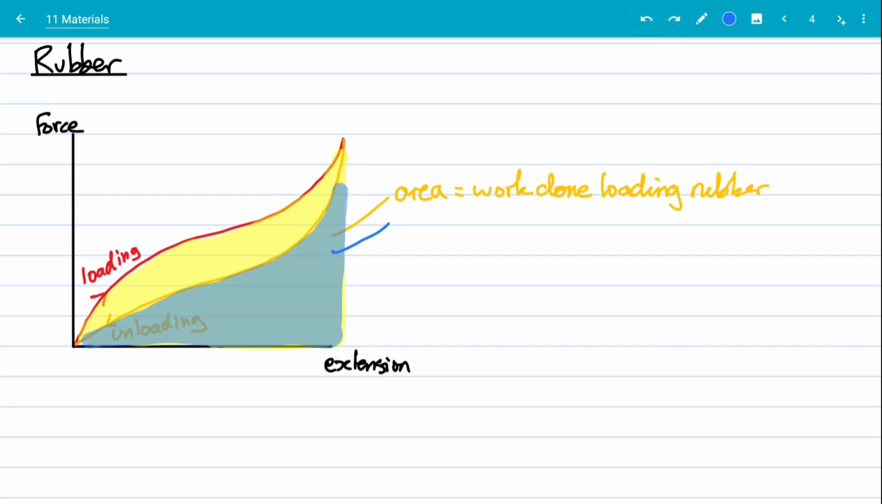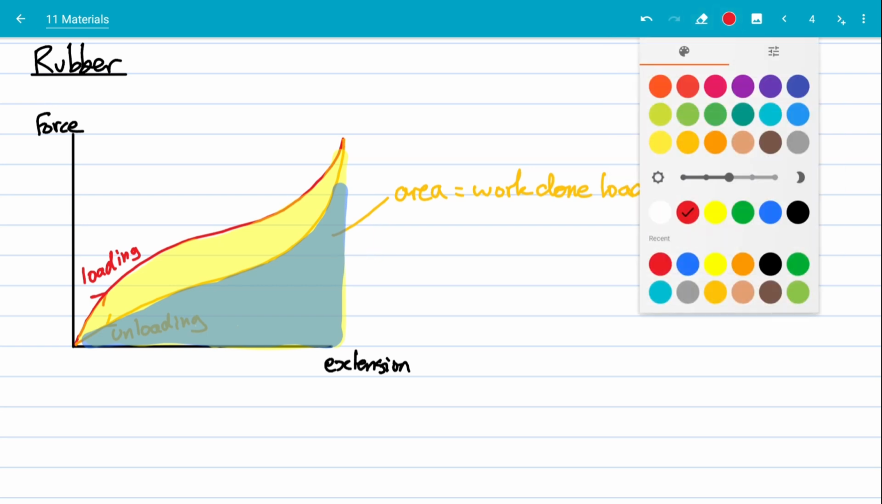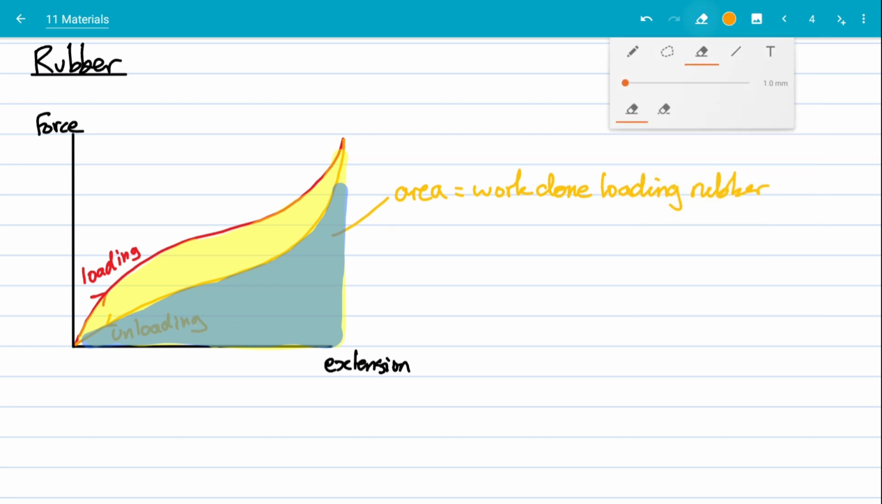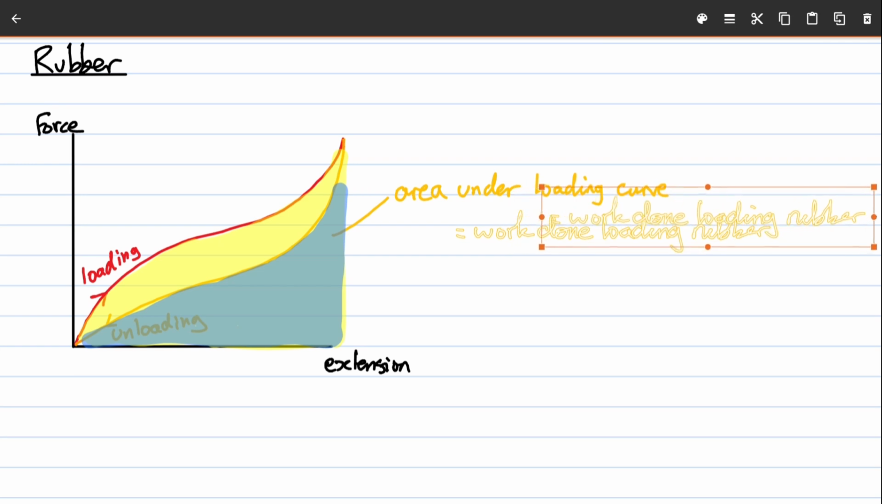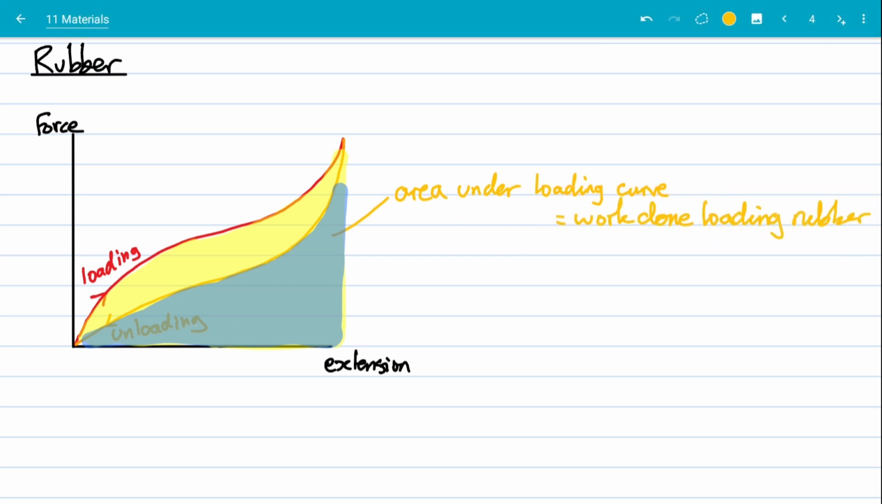So let's do this. Area, work done. So this is the area under the red line. So area under loading curve. I've got the wrong color orange. Under loading curve. There we are. I've finished faffing. I think I've got a notation that's going to work now. Is equal to the work done loading the rubber.